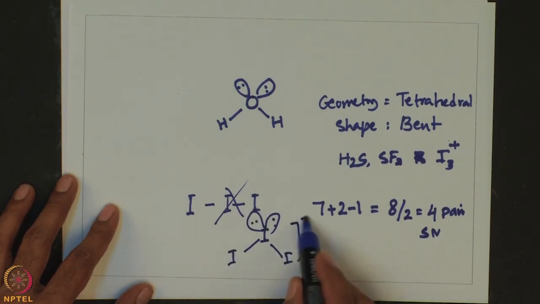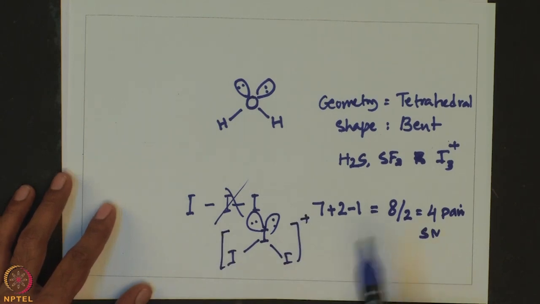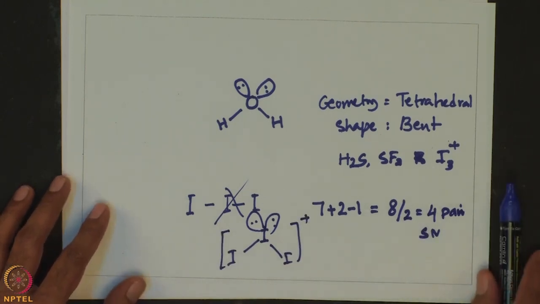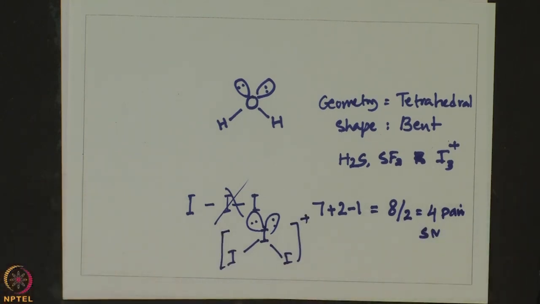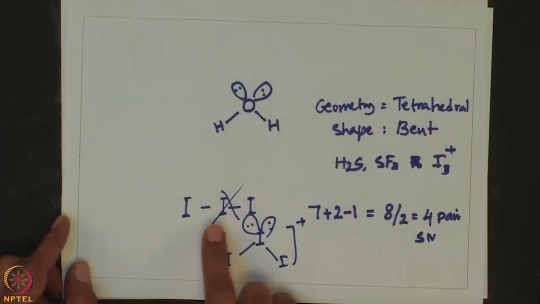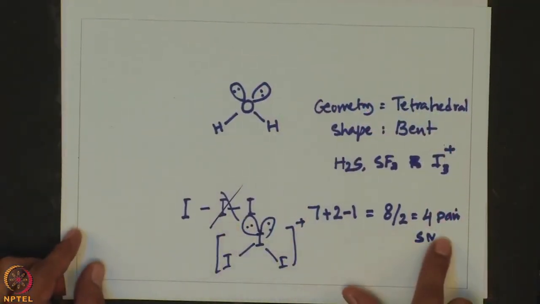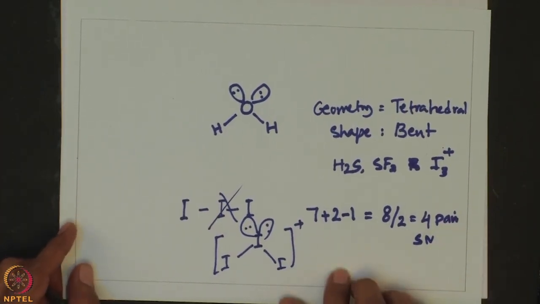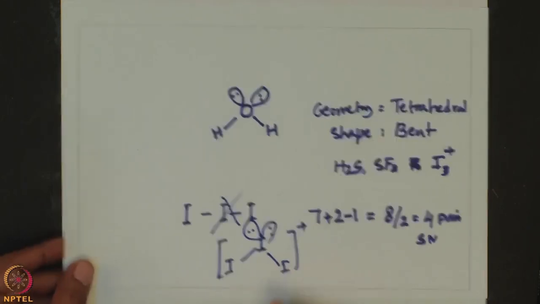So this is the I3 plus. In I3 plus, the central iodine has the tetrahedral geometry, and it has 2 bond pairs and 2 lone pairs. So if you make any mistake here, we should be able to correct it simply by looking into the steric number. Steric number will guide you in writing the precise geometry and also knowing the correct shape of the molecule or ion.